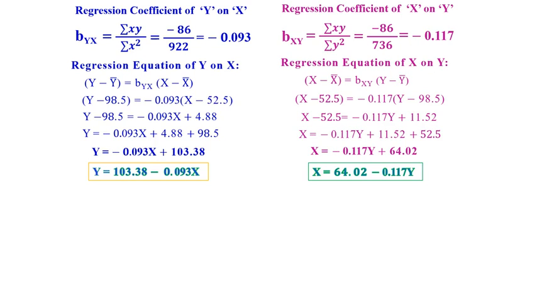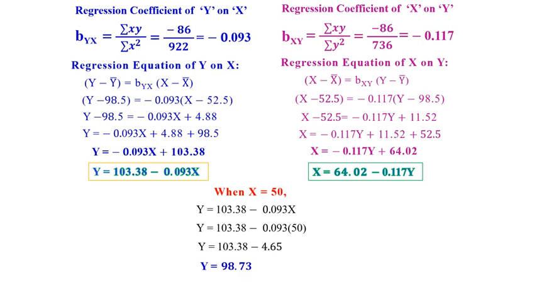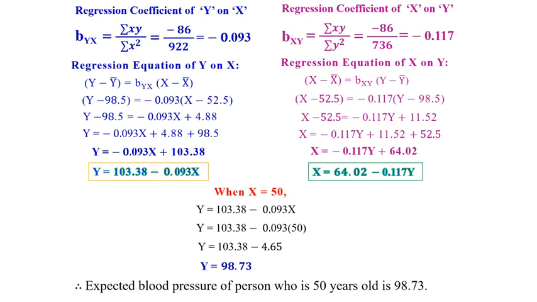Now what we are asked is to compute the blood pressure when the person's age is 50 years. So we have to use the y on x equation here. When x equals 50, y equals 103.38 minus 0.093 x. Substitute 50 in place of x and simplify, so you will get 98.73. So when a person's age is 50, on the basis of given data, on an average, his blood pressure will be 98.73.